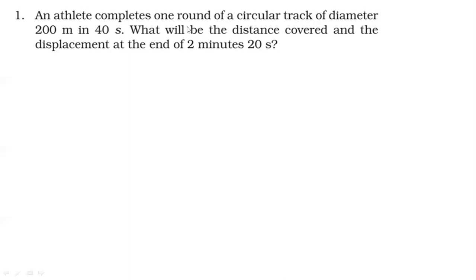An athlete completes one round of a circle of diameter 200 meter in 40 seconds. So the athlete completes one round in how many seconds? 40 seconds. And what is the diameter of that circular track? 200 meter. Okay, so it is circular in nature. Let me read the question first. What will be the distance covered and the displacement at the end of 2 minutes 20 seconds? It is very simple. All they're asking is to calculate distance and displacement at the end of 2 minutes 20 seconds.